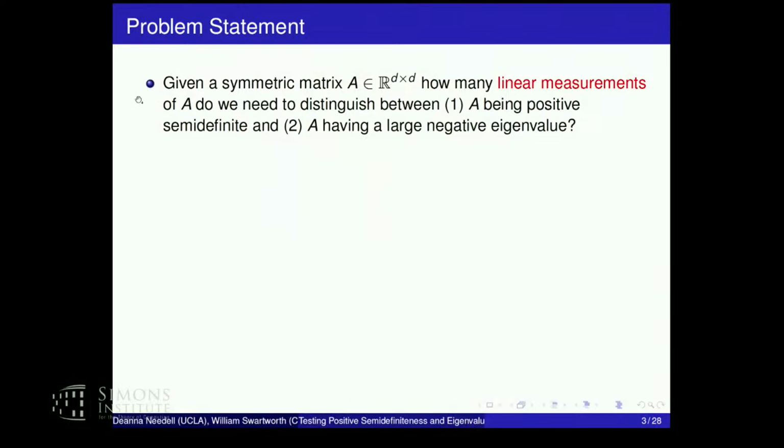We're given a symmetric real-valued matrix A. Let's say it's D by D, so it has D eigenvalues. And the question we're going to ask is, how many linear measurements, I'll say what those could mean in a moment, of A do we need to distinguish between the following two cases? One is A is positive semi-definite, so all the eigenvalues are non-negative. And two, A has a sufficiently large negative eigenvalue. Those are the two cases you want to distinguish. So PSD here is symmetric and all non-negative eigenvalues.